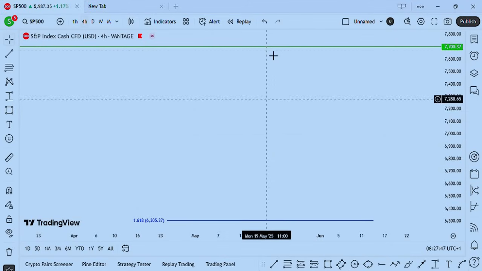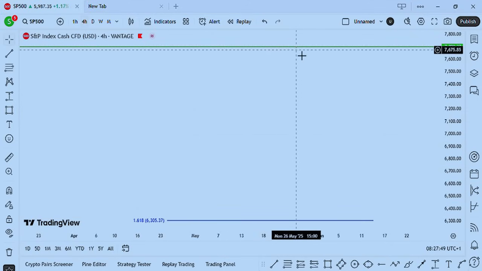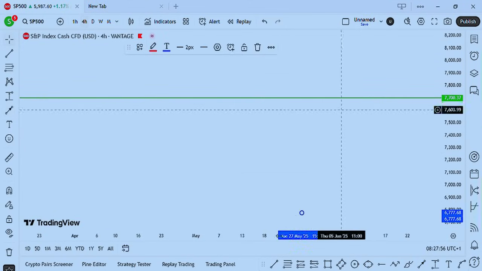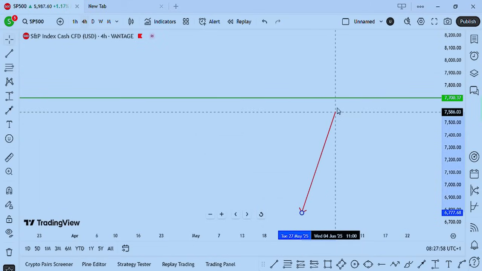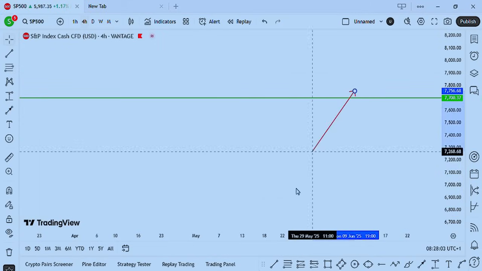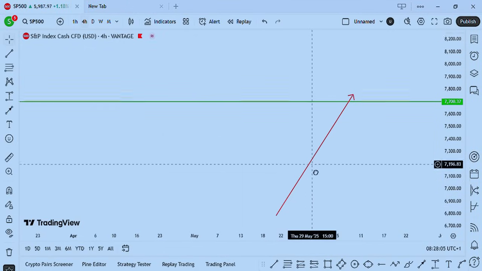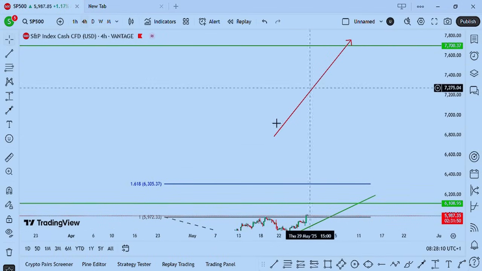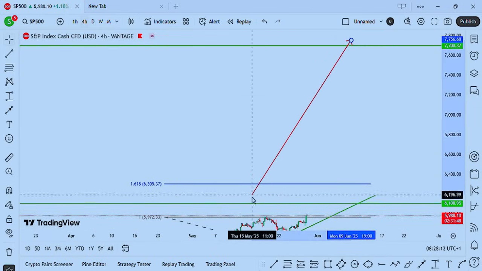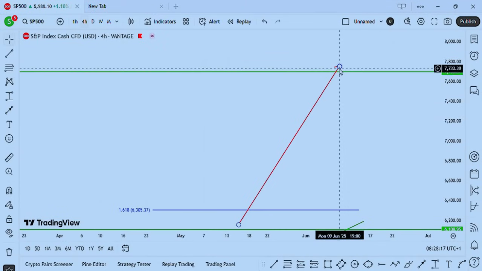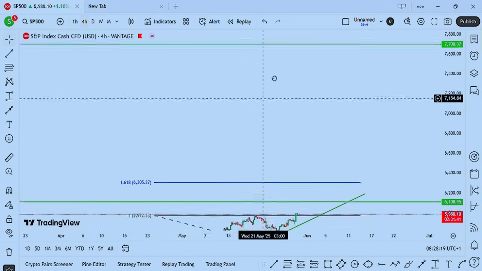The market is not just going to fly into this area of 7,000. So we might see some consolidation, some range before the market comes into this monthly extension level. But my overall target is right here. I put my overall target there.